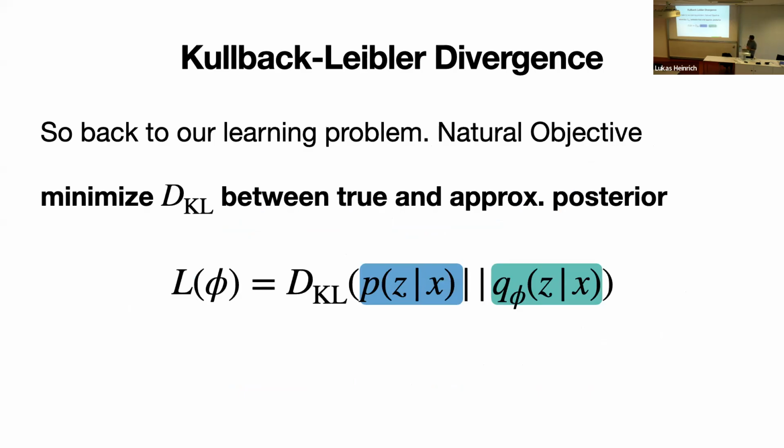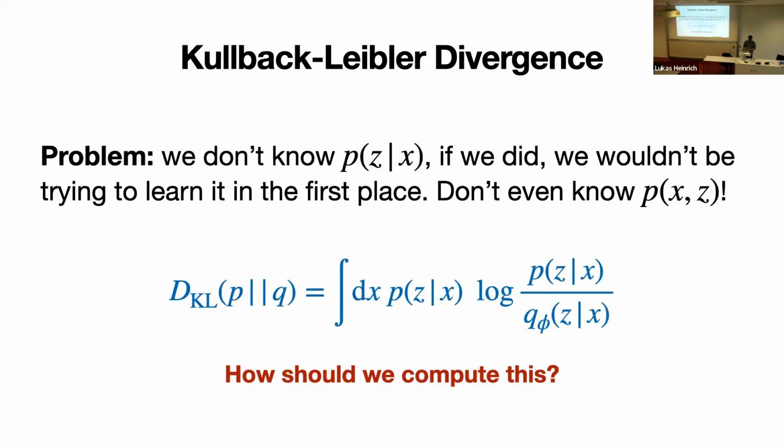When we go back to our learning problem, we now have a natural objective. We want to minimize the KL distance between the true posterior and the approximate posterior. We have a space of possible posterior densities, or at least approximations to it, and we want to minimize the KL distance between the true one, which is in blue, and the approximation, which is in green. That seems like a natural way to set up this learning problem. The problem is, of course, we don't know P of Z given X, right?